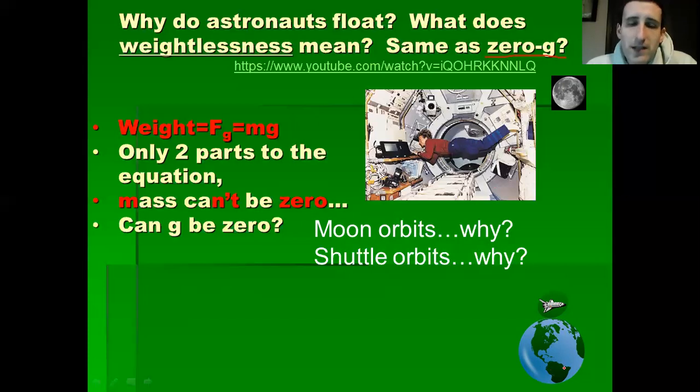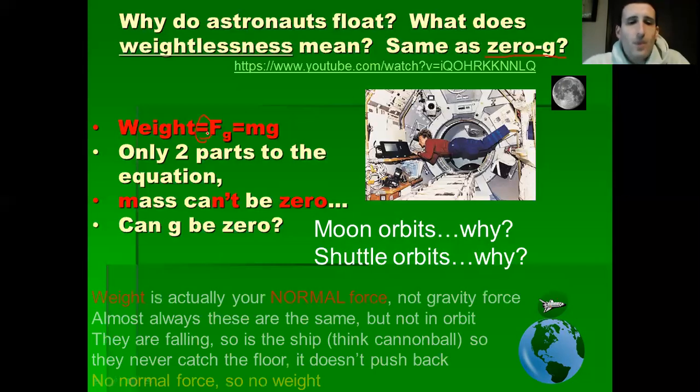Doesn't really make sense. So how do we explain this? How does this work out? Well, the question actually comes back to this equal sign. Weight is not actually the force of gravity on you. Weight is actually, when you stand on a scale, the weight that is measured is how hard the scale is pushing back on you. It's actually your normal force.